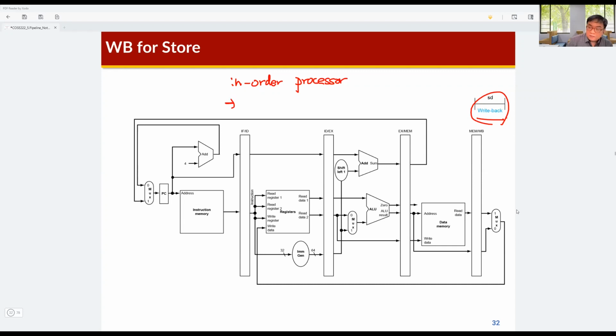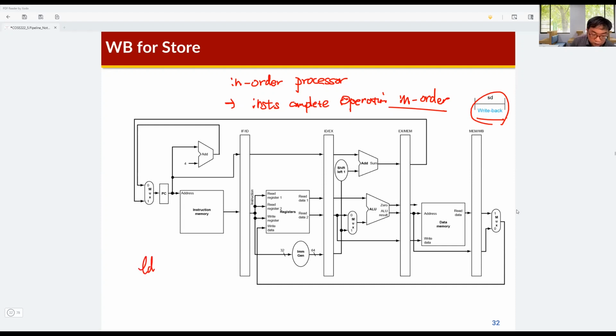So in-order processor means that the instructions complete their operations in order. That means the order of instructions. You know what I mean?